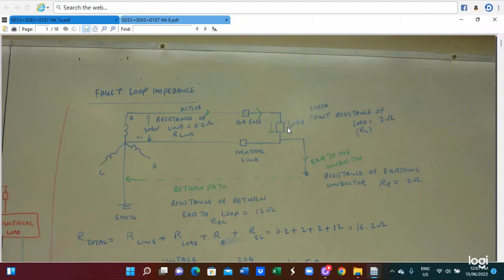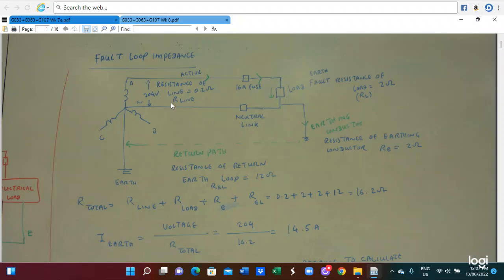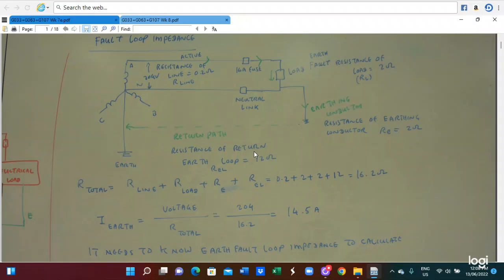Then the next one is the fault loop impedance. The fault loop is a resistance ring, and here with the 60 ampere fuse, and this is the load, and this is the resistance of the earthing. So RE is less than 2 ohm, and the resistance of the load is 2 ohm like this. Resistance of the return R2 is 12 ohm. So there will be this supply here, the active wire line, the fuse, the load, and this is the return line, the earth resistance. So the total resistance is R line plus R load plus RE plus R neutral.